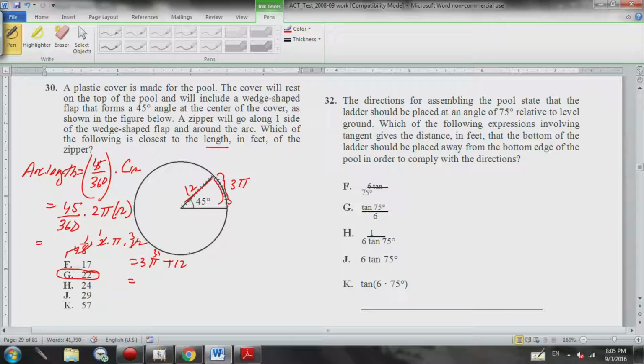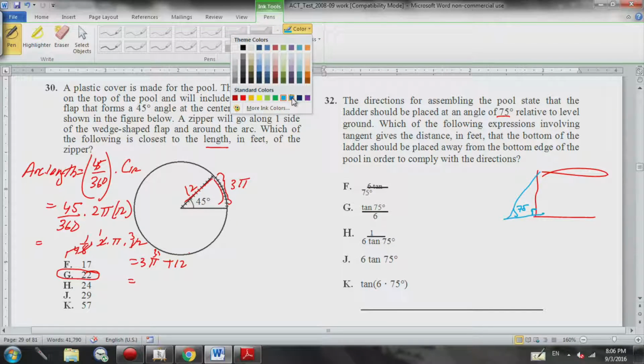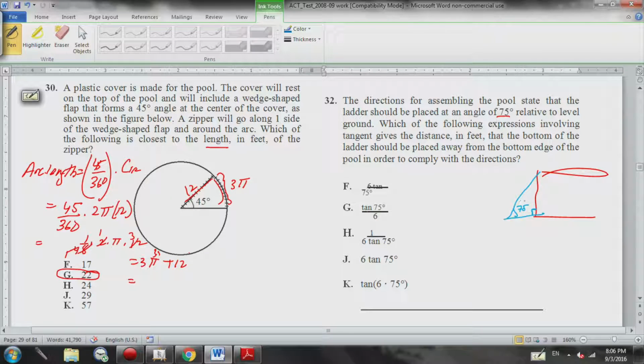Question 32. The directions for assembling the pool state that the ladder should be placed at an angle of 75 degrees relative to the level of the ground. Which one of the following expressions involving tangent gives the distance in feet that the bottom of the ladder should be placed? So here's the ladder, here's the pool. This angle is 75 degrees, and this is the right triangle. Which of these expressions accurately represents the distance that the ladder has to be from the pool?